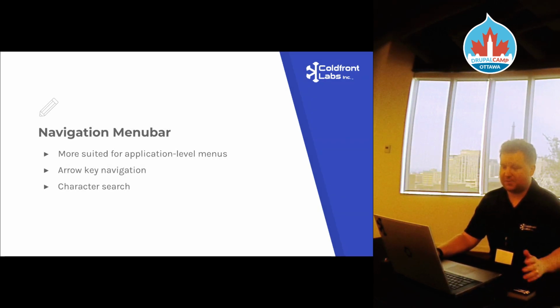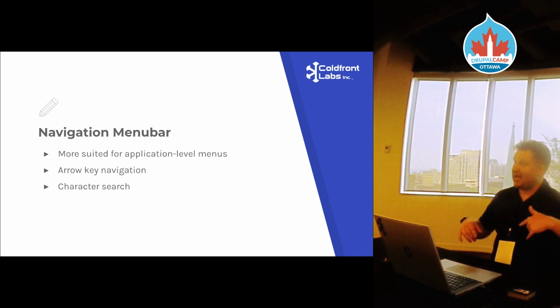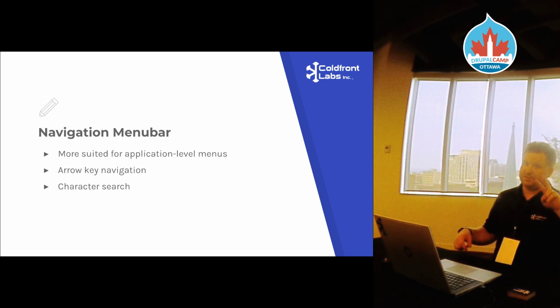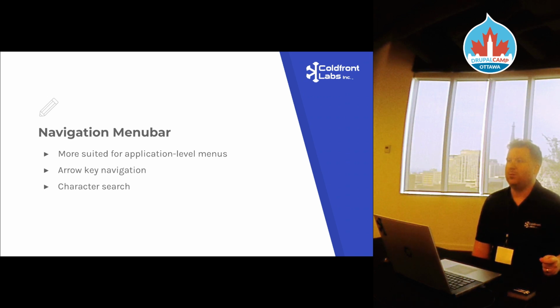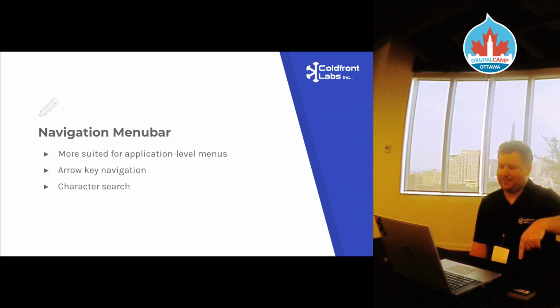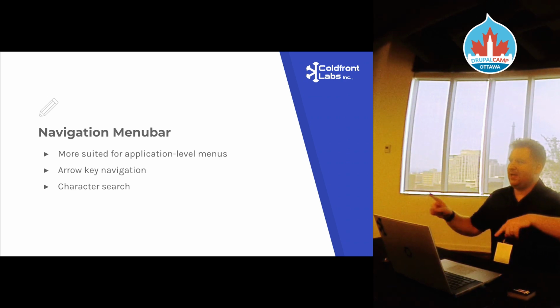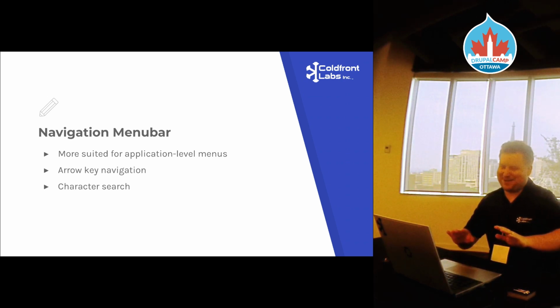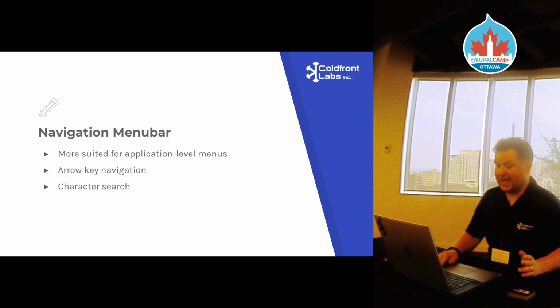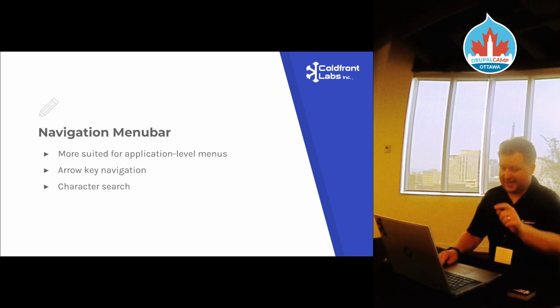Navigation menu bars, we discussed more application level menus. Instead of tabs, they focus on arrow keys to navigate through your menus, which, as a warning, can be a little confusing to people when they hit a website and they hit tab and it doesn't take them anywhere in the menu because tab functions differently. And they have character search. If you hit a key on your keyboard, it'll take you to the menu item that starts with that character.